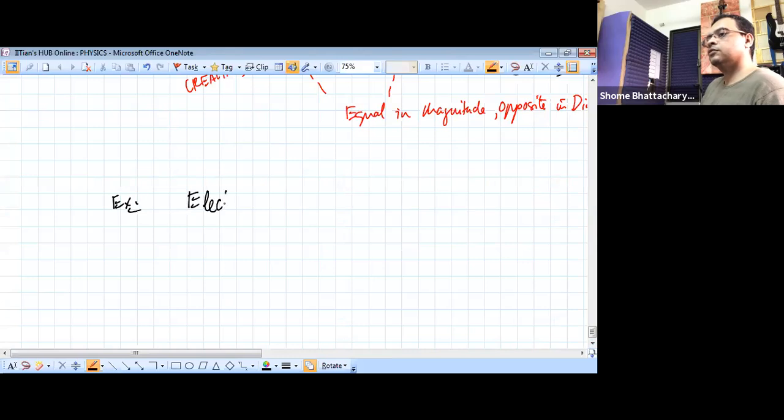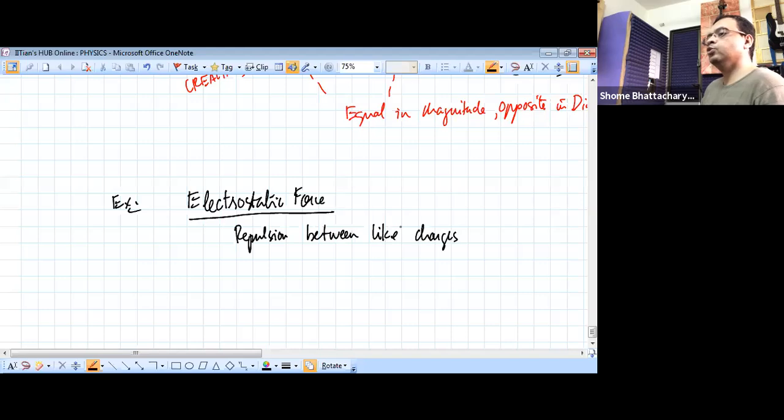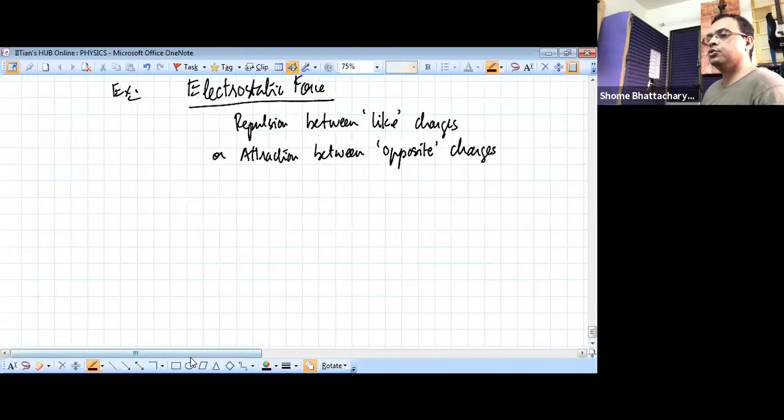electrostatic force. It could be in the form of repulsion between what we call like charges, like two protons, they repel each other, or it could be attraction between opposite charges, like a proton and an electron attract each other. But these forces also show themselves in the form of action-reaction pairs.